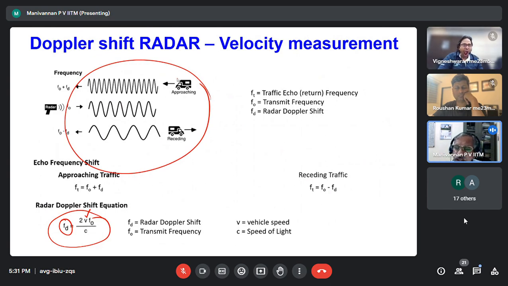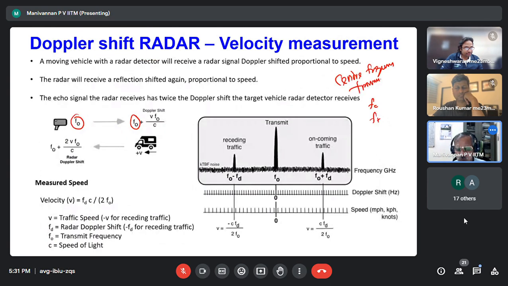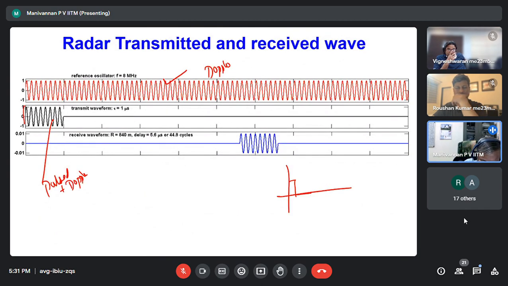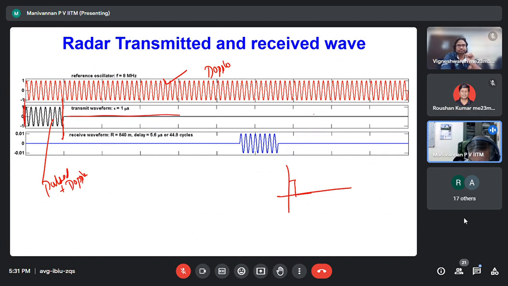I want velocity also with a single radar. Correct? So what they developed is what we call pulsed Doppler radar, in which, instead of a pulse, I send a burst of pulses at the frequency. Correct? For a short duration. Correct? And next nothing is there. Again, I will send one more burst. This is what I am transmitting. Correct? This is what I am transmitting. Now, this is received. This is one cycle, the first cycle.